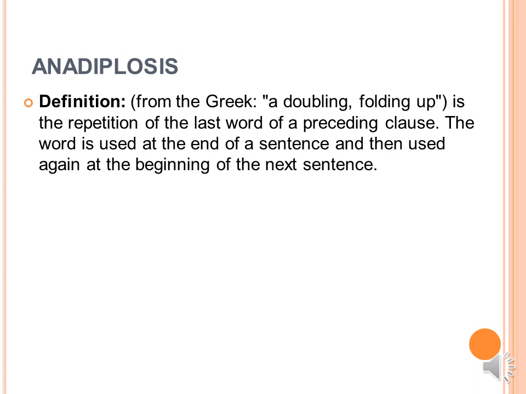Anadiplosis. It's kind of a hard one to say. It's from the Greek, doubling or folding up. It's the repetition of the last word of a preceding clause, and the word is used at the end of a sentence and then used again at the beginning of the next sentence. That'll make sense in a second.